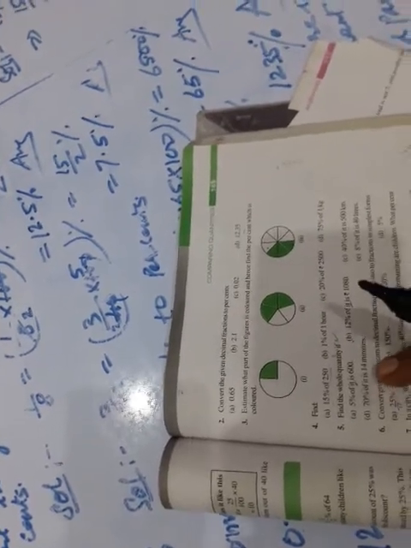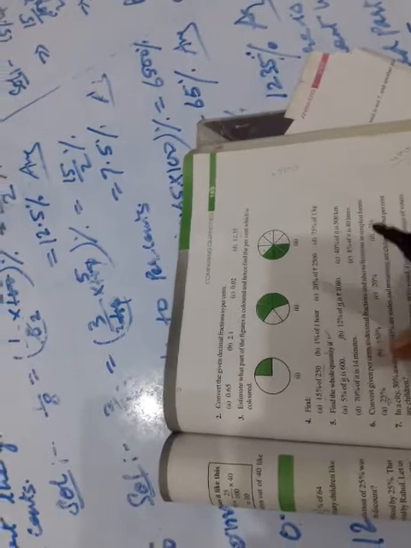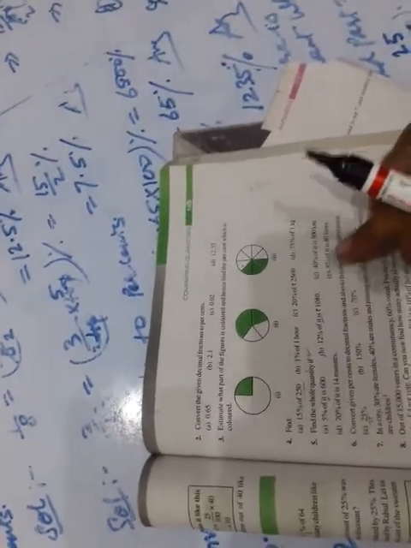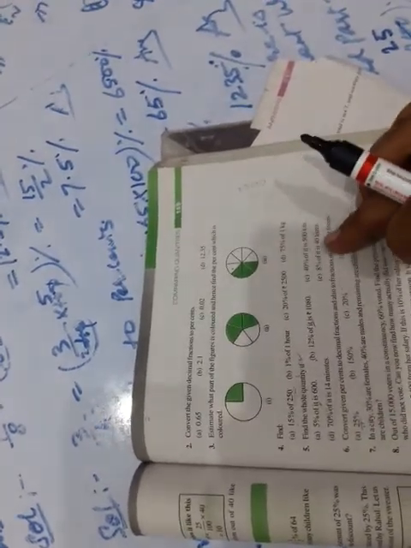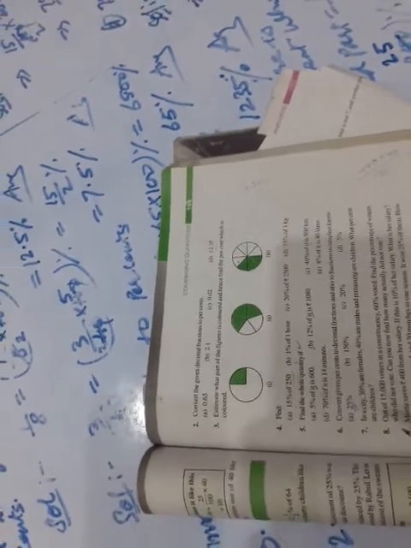70% of it is 14 minutes. Here it means it is time, or see, 8% of it is 40 liters. Clear? Okay children, let us find out the next question.